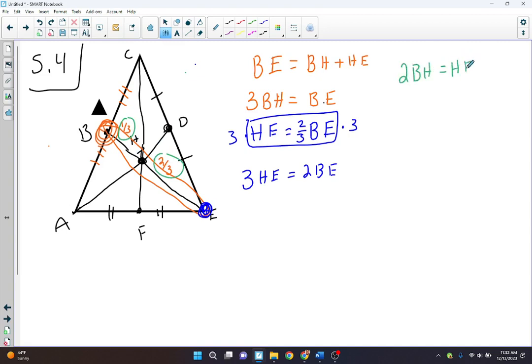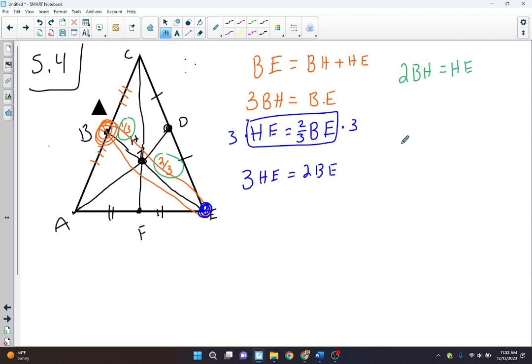My brain hurts. You've got to do the setup at least. Wait, what do you mean 3 BH equals HE? Oh, because 1/3, yeah. Okay.